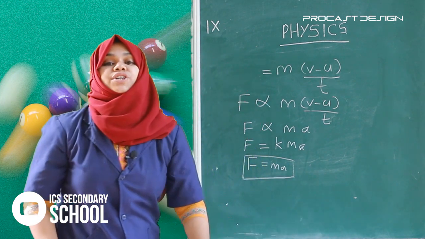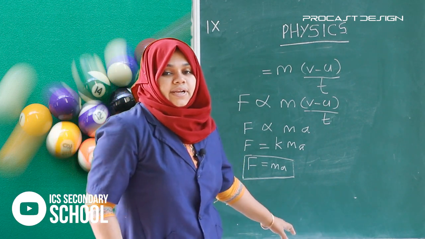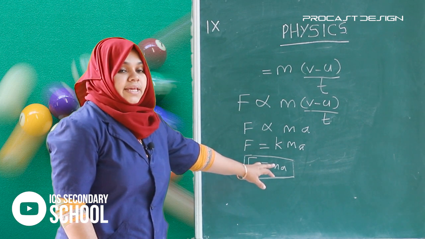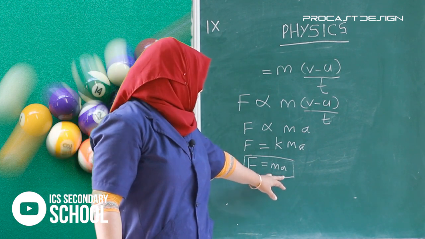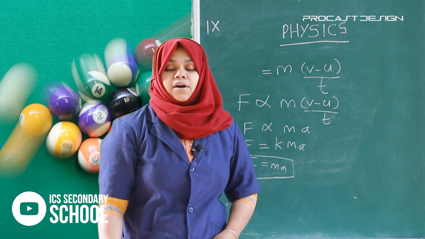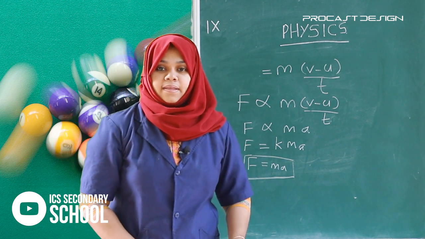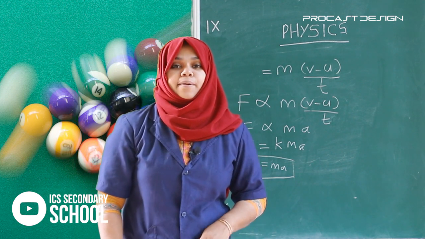This is the equation to calculate force. What is the equation? F is equal to m a, where m is mass and a is acceleration. How to find force? Force is equal to m a. For that, all of you take page 52.